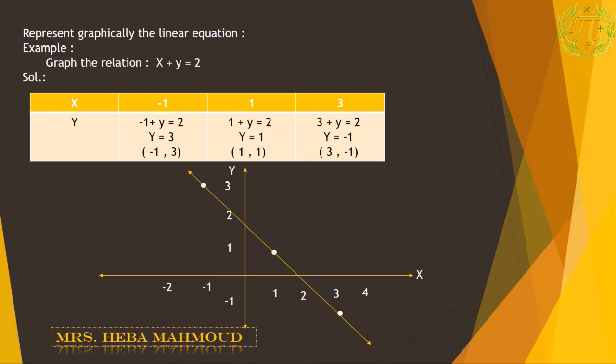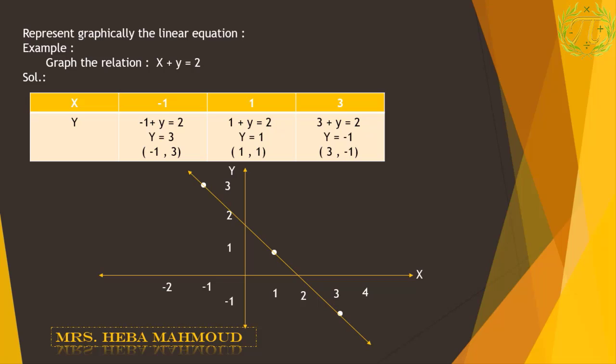Now, represent graphically the linear relation. We have to know that any linear relation between two variables will be represented by a straight line on the Cartesian coordinate. Graph the relation x plus y equals 2. Solution: we will make a table between x and y, and we choose any number for x and substitute it in the relation x plus y equals 2 to get the y. So if we take x equal -1, so y will be 2 plus 1, which is 3. So the first ordered pair will be (-1, 3).